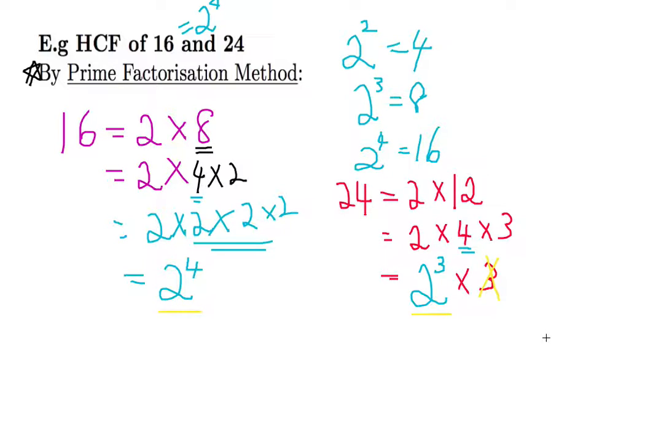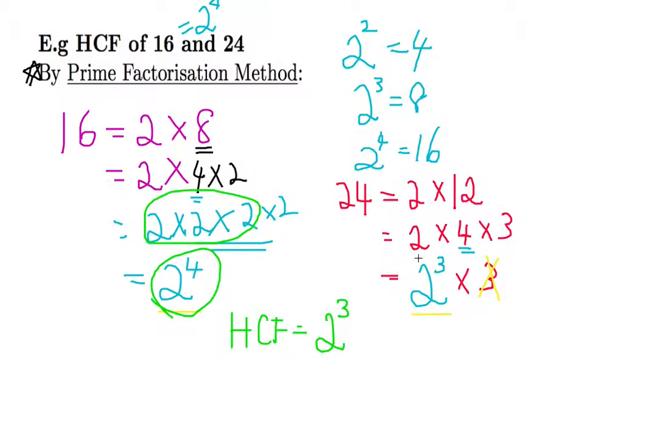So we want to look for the highest one. So the highest one, the only possible highest one is 2 to the power 3, correct? Because 2 to the power of 3 is here, correct?